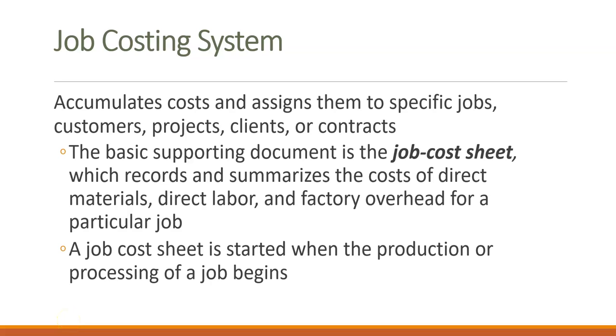For the rest of Chapter 4, we'll be focusing on job costing systems. Job costing systems accumulate cost according to specific jobs, customers, projects, clients, or contracts. We mainly record this on a document called a job cost sheet. This keeps track of all of the information for one particular job. A job cost sheet is started when we start that service or job.